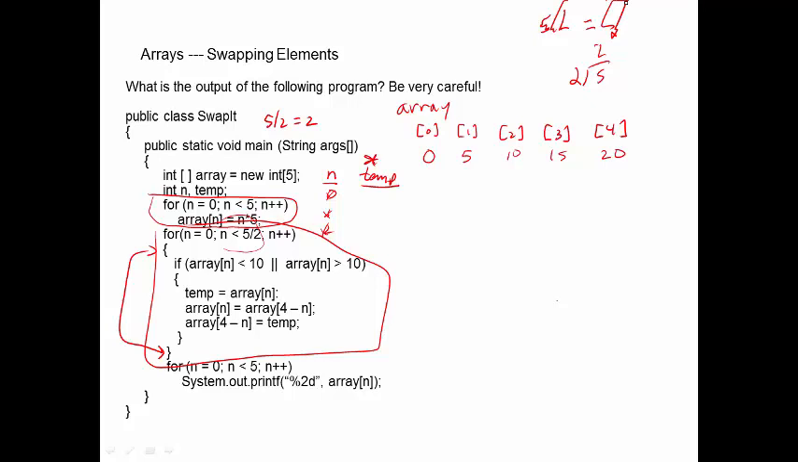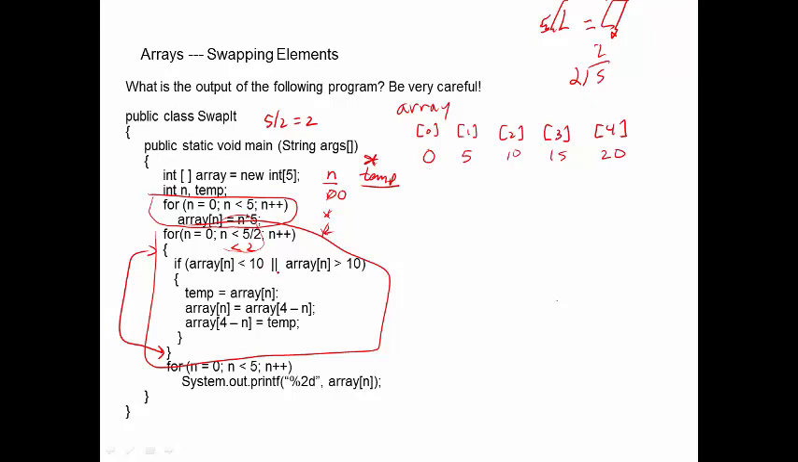So our second statement here is actually going to check to see if n is strictly less than 2. N starts off at 0, so let's keep track of n now. 0 is less than 2, true. Do the if statement. Is array[n], which is array[0], less than 10? Check. Is 0 less than 10?